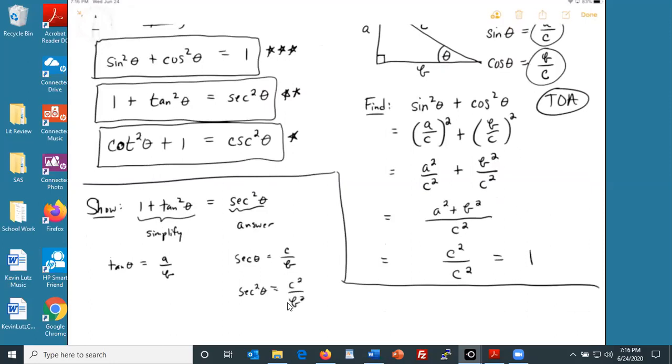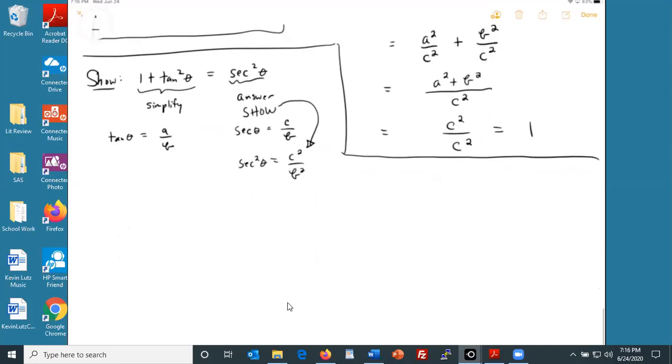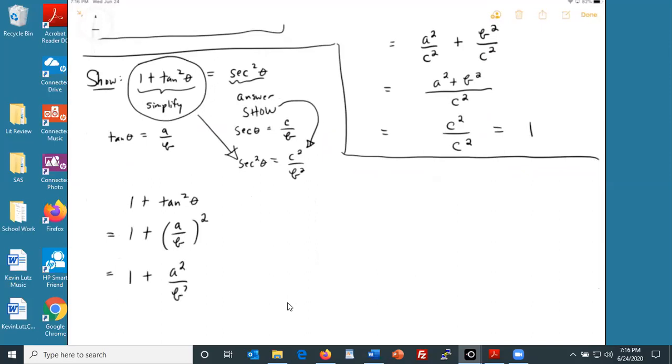All right, so we want to show that down there as our answer. So let's take the left side. This is what we have to simplify to this. So 1 plus tangent squared of theta will be 1 plus, what are we squaring? We're squaring that tangent ratio A over B. So that gives us 1 plus A squared over B squared.